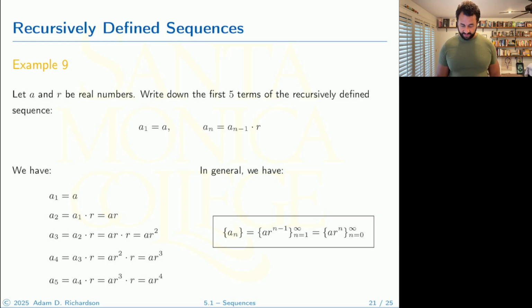In general, we have this pattern right here. The sequence is A times R to the n minus 1, if you want to start with n equals 1. Or if you want to start at 0, it's just A times R to the n. Maybe that structure looks a little bit familiar. Number times number raised to a power.